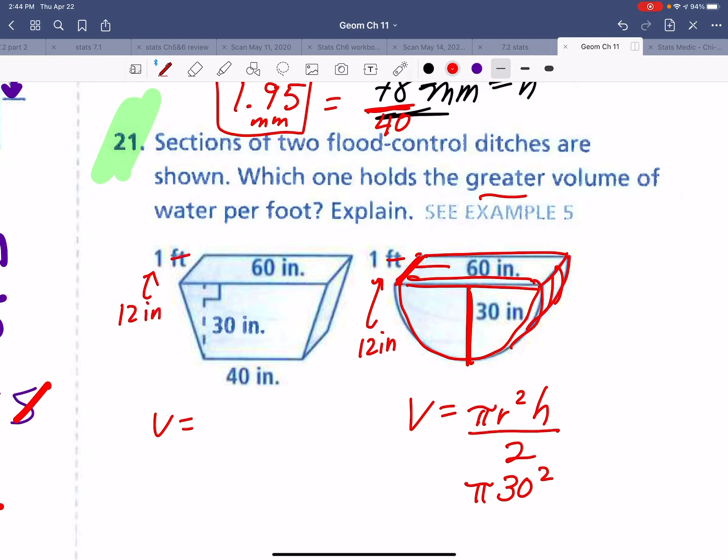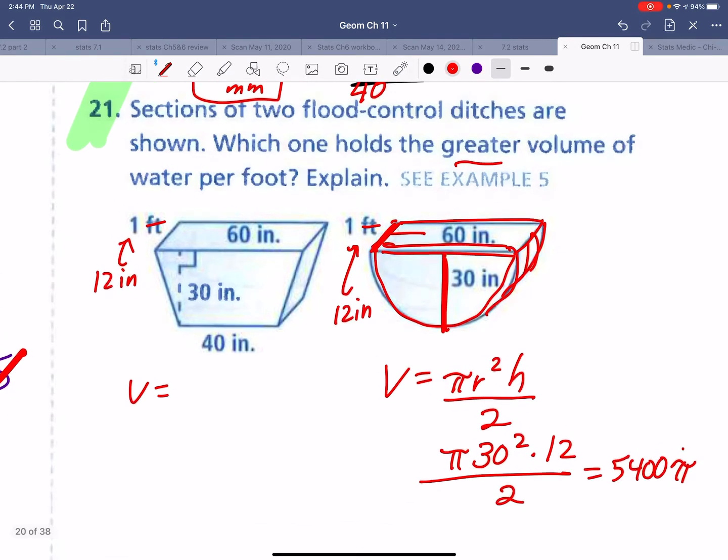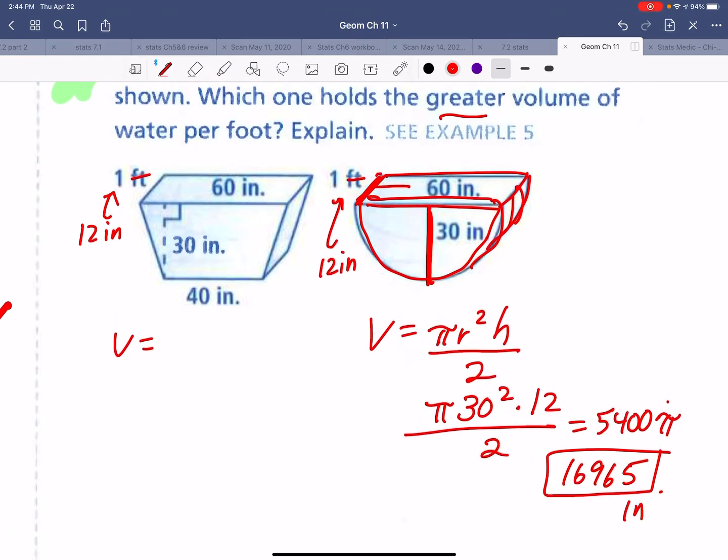So now everything is in inches, right? I need those to be consistent. Okay, so times 12, divide by 2. So I get 5400 pi. Okay, now I can multiply this by pi, and I get this big old number. All right, inches cubed.